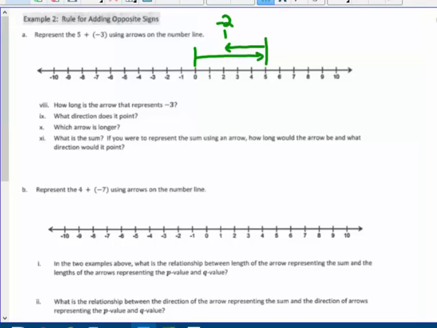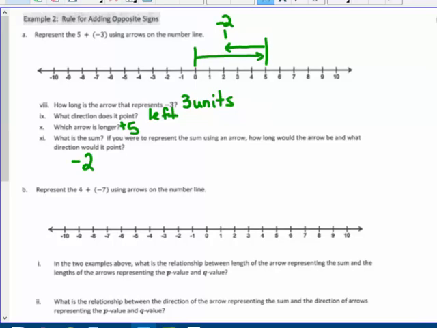How long is the arrow that represents -3? 3 units. What direction does it point? It points left. Which arrow is longer? The 5's arrow is longer, right? The positive 5. What is the sum? Well, the sum was -2.